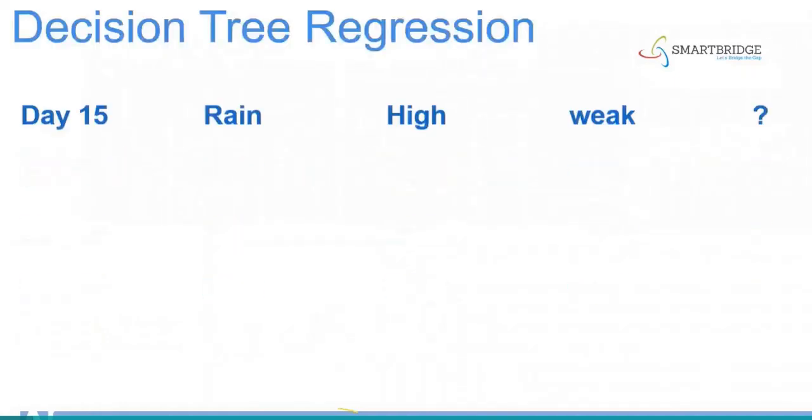Now, what happens? A 15th day observation came. It is rainy, humidity is high, wind is weak. Whether he will play or not, I don't know. First of all, you have to break the data set into simpler data sets and then check. Now our machine learning algorithm should predict whether this person will play or not based on these inputs.